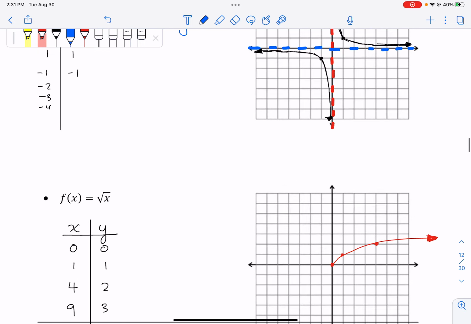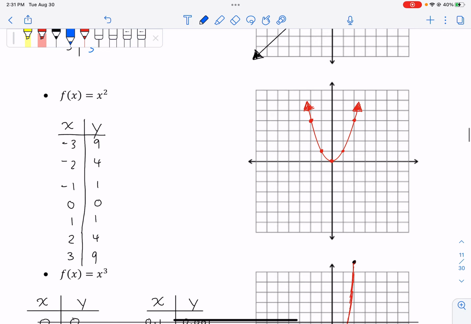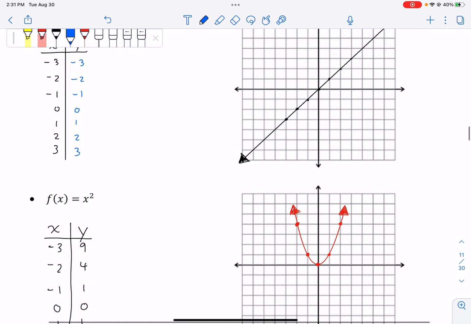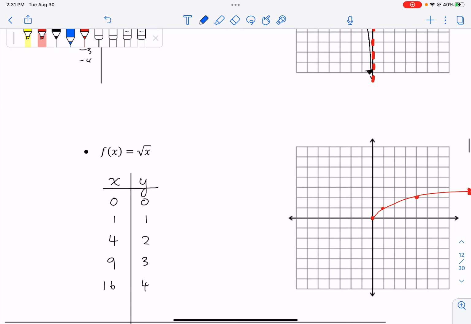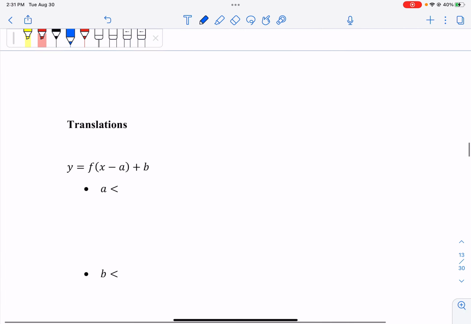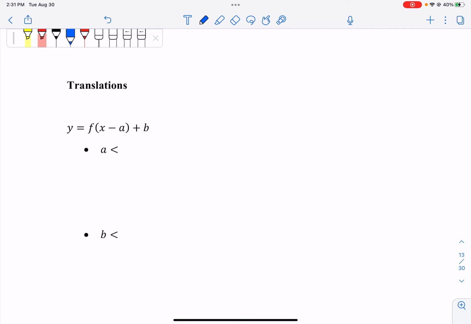So have a good look at all these functions over here. You can pause the video, rewatch them, rewind them, and watch them again. Do whatever you want, because now we're going to go into the meat of the topic, which is transformations. y is equal to f of x minus a plus b.